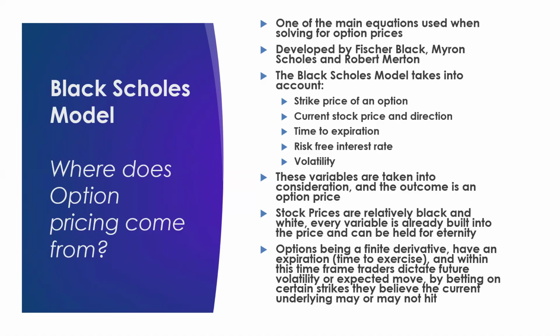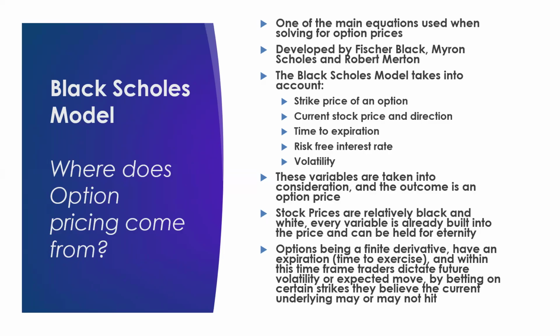The Black-Scholes model takes into account 5 different things. It takes into consideration the strike price of an option, the current stock price and direction, time to expiration, risk-free interest rate, and volatility. So basically, you take all of those, combine them into one, and then that is how you get your options pricing.